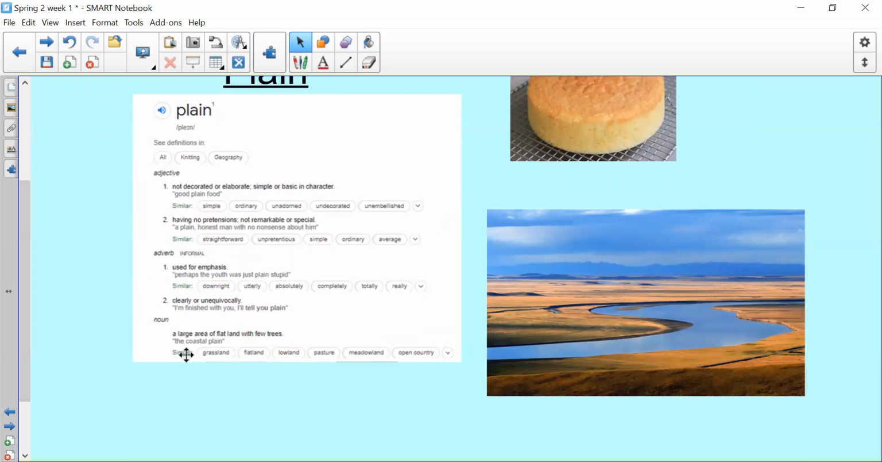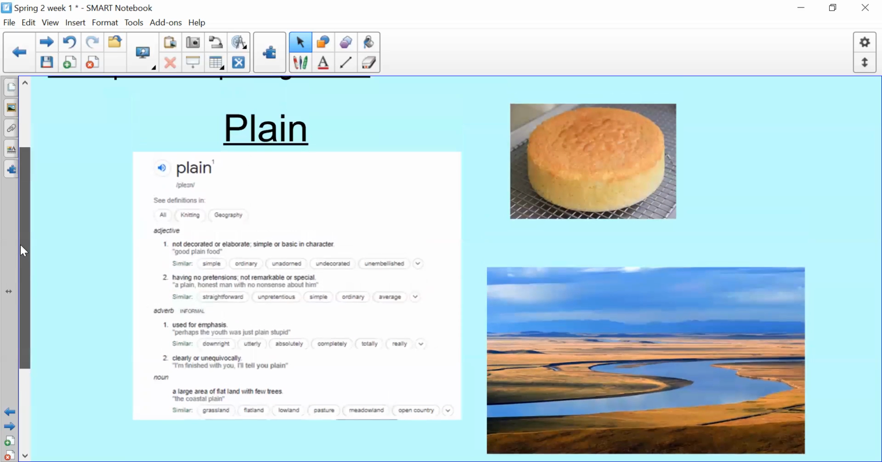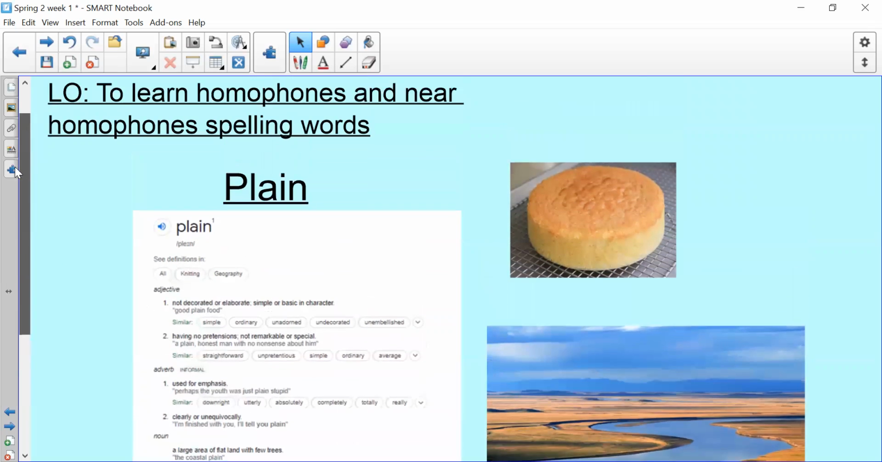And finally, a noun, a large area of flat land with few trees. Sorry, not many trees. So the coastal plain. Okay, so you might hear the plains of Africa, something like that. So lots of meanings there, okay? Again, if you want to pause it, it's absolutely fine.